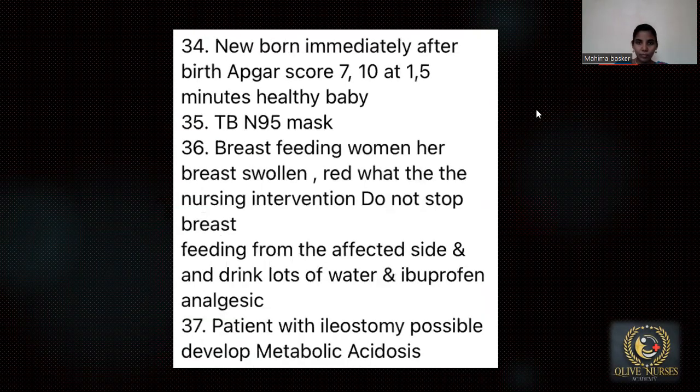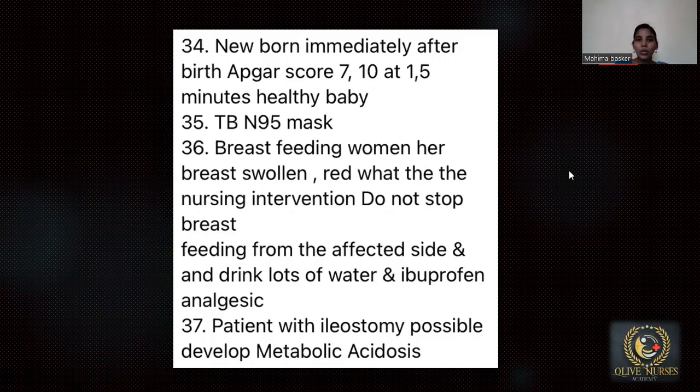Okay, so next one, newborn immediately after birth. Okay, Apgar score is 7 and 10 at 1 and 5 minutes. Okay, what is the baby? It is called a healthy baby, because at 1 minute the Apgar score is 7, then at 5 minutes it is 10. So the baby is healthy. Okay, so sometimes they will be asking a plainly normal question like that. Okay, you have to answer.